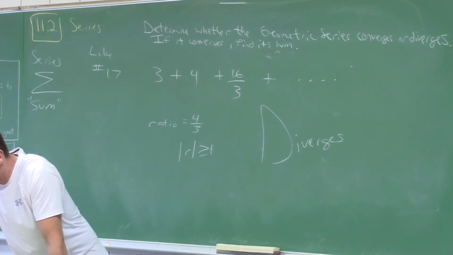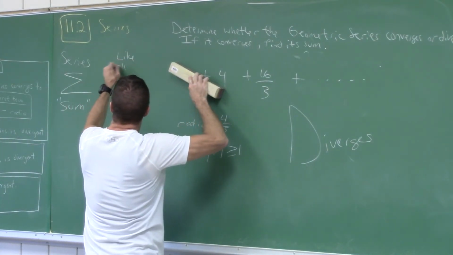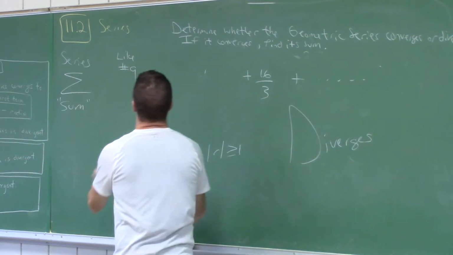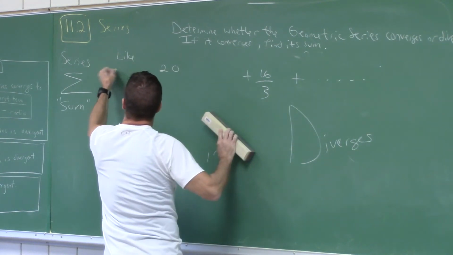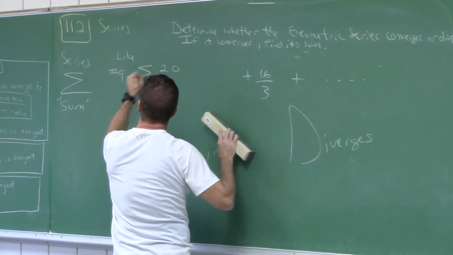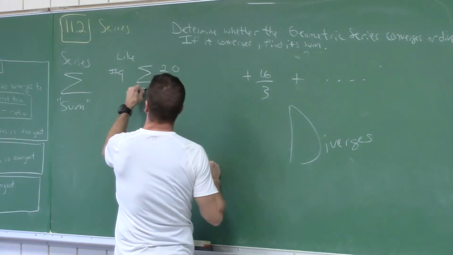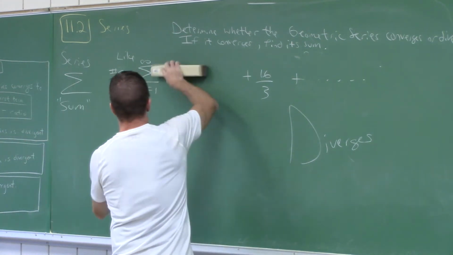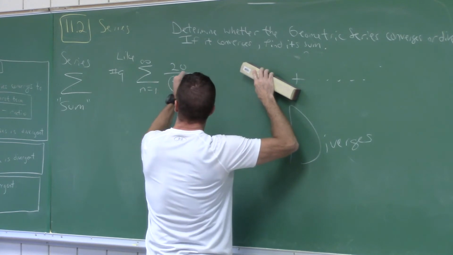I felt one like number 9 was tough, so I'm gonna put that on the board. This is like number 9. This stuff's so cool. I'm gonna put 20. Put a summation right there, n equals 1, going towards infinity. And it's 20 over -5 to the n.